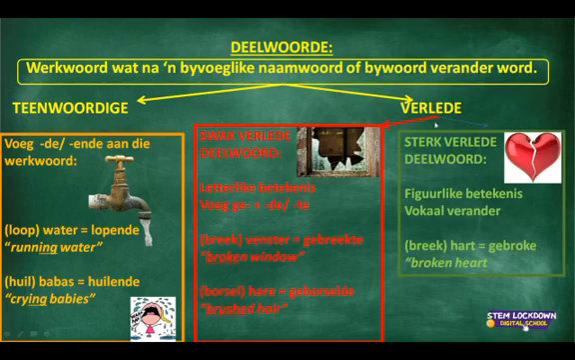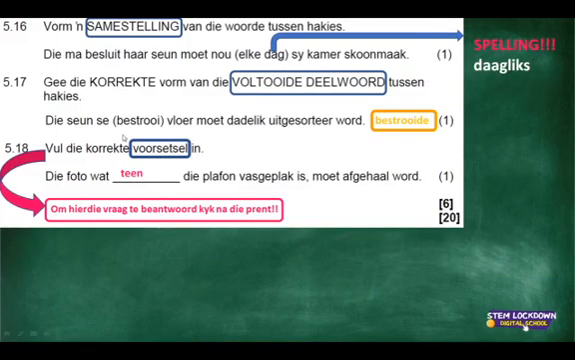Okay, and dan het ons sterk verlede deelwoorde. These are also past participles, maar hulle het 'n figuurlike betekenis. They have a figurative meaning. Once we are busy with a participle that has a figurative meaning, then the vowel changes. Okay, so a breekhart, this is a common one that they like to ask, becomes a gebroke hart. If you're broken-hearted, okay, someone has broken your heart, not literally, they haven't ripped it out of your chest and thrown it onto the floor. You are feeling so sad because your boyfriend has broken up with you that it feels like your heart is breaking.